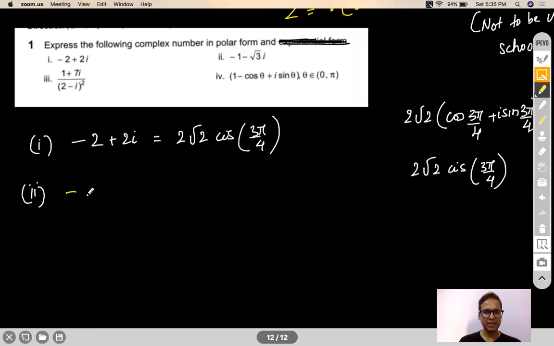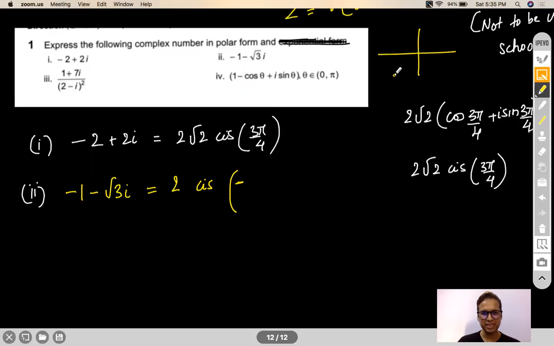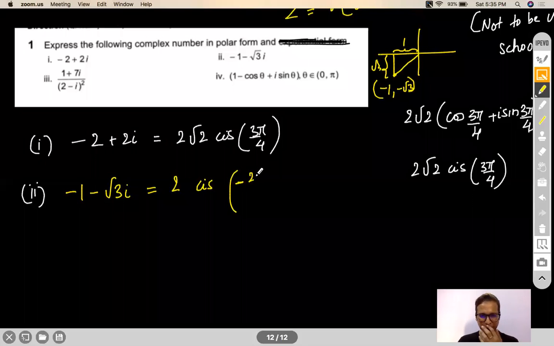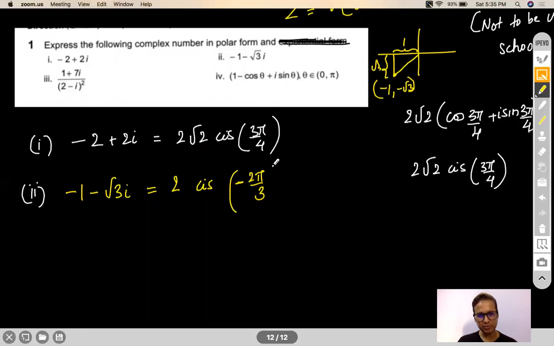Second one, the answer that you should get is 2 cis. This complex number is located over here, correct? Minus 1 minus root 3. So this is 1 and this is root 3. So this is 60 degrees, but you have to count it from this direction. So it's minus 2 pi by 3. Third one.